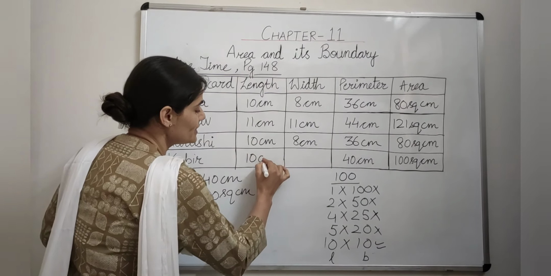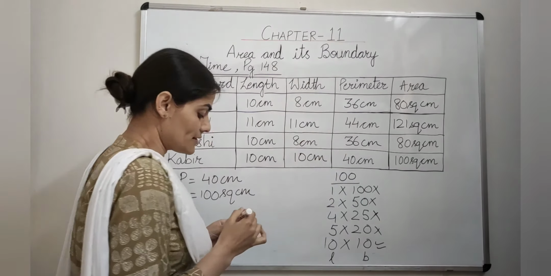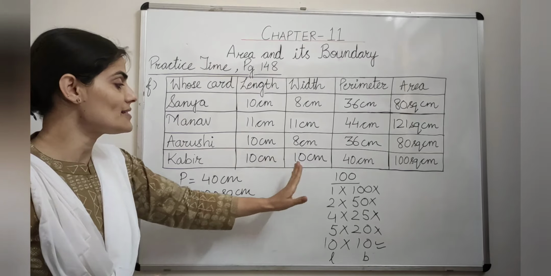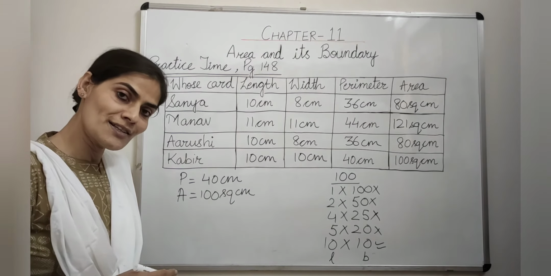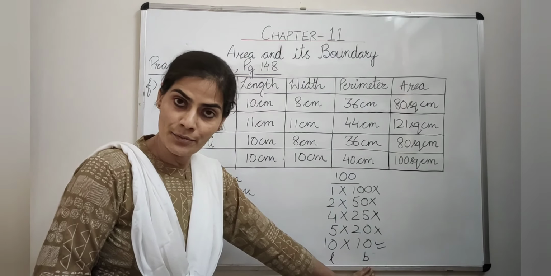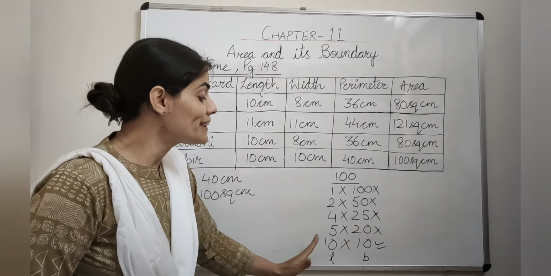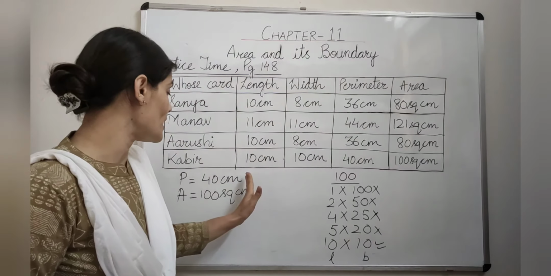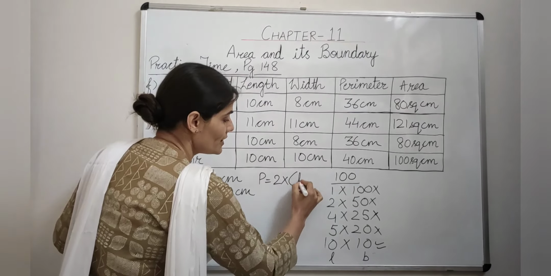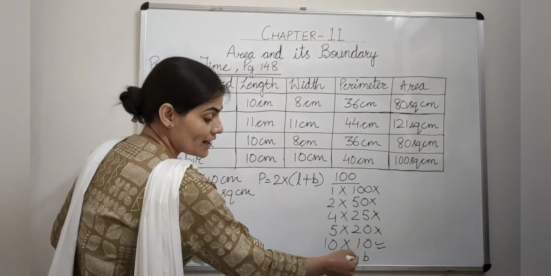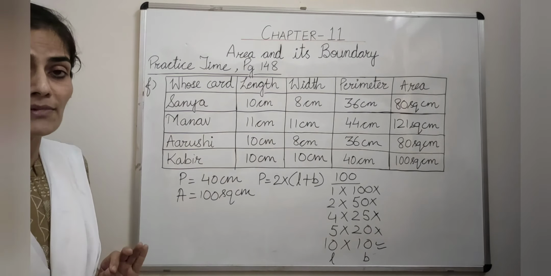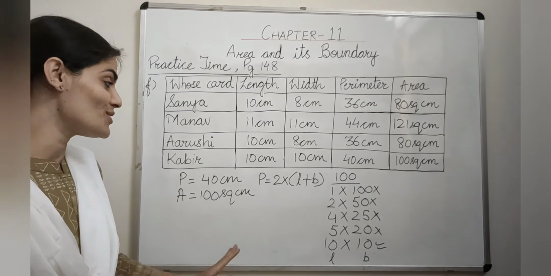So I write here 10 centimeter and here as well 10 centimeter. So what does it show? It shows that the card is square in shape as length is equal to its width. Have you all understood? Why did we write the factors? We wrote the factors so that we get the combinations of length and breadth. Fine. Now we selected only that combination wherein the perimeter was coming as 40 centimeter. What is the formula for finding perimeter? It is 2 into L plus B. So, we calculated and we reached the conclusion that the length and breadth are equal. They are of 10 centimeter each. I hope everybody would have understood.